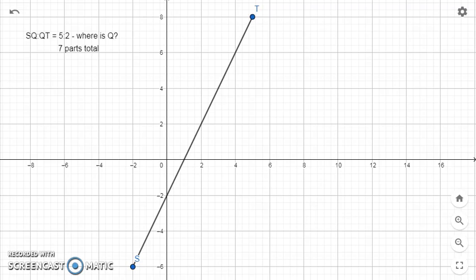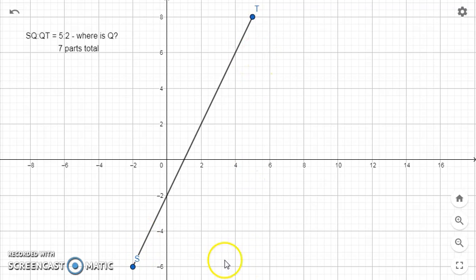You might initially think to use the distance formula, but because we can't really count these spaces very well, the distance formula isn't going to help us. It's going to be way too complicated. So let's actually think about creating a right triangle here.